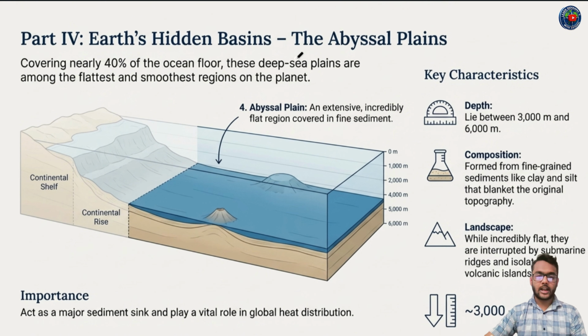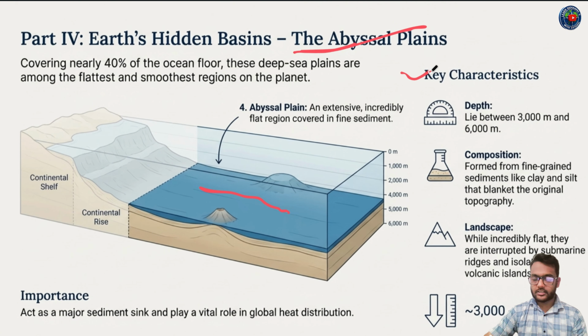Now the next geological feature, abyssal plains. Covering nearly 40% of the ocean floor, these deep sea plains are among the flattest and smoothest regions on the planet. An extensive, incredibly flat region covered in fine sediment. This is the portion, abyssal plain.